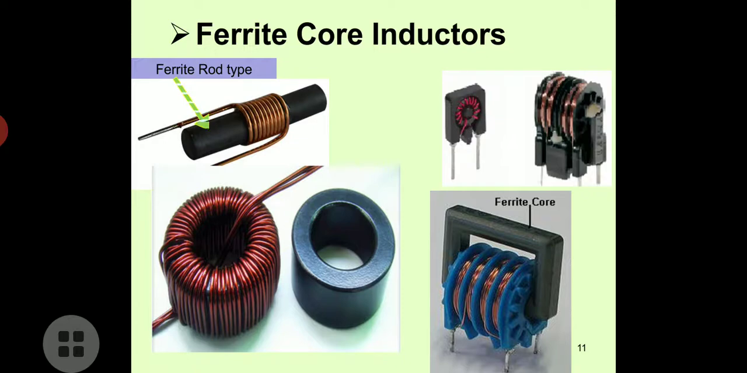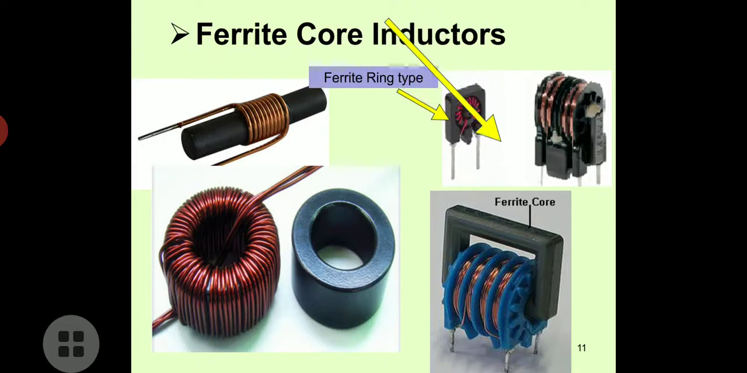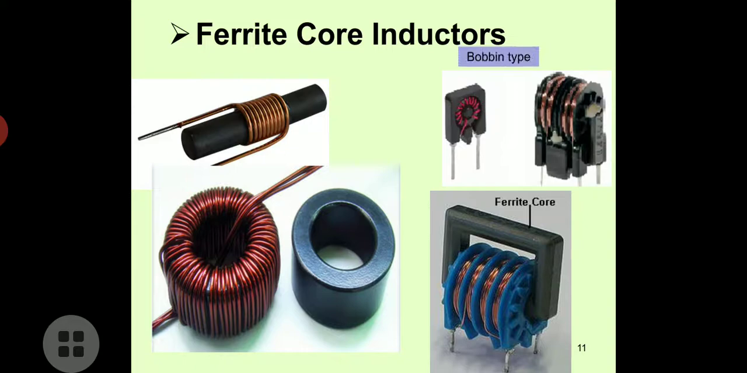Then here we can see something else, a ferrite ring type. Again, in the ring there are different shapes. The left one is called a toroidal type of core, and the right one is a normal rectangular EI model. And there is another, smaller one on the right side. That is the bobbin type of ferrite core.